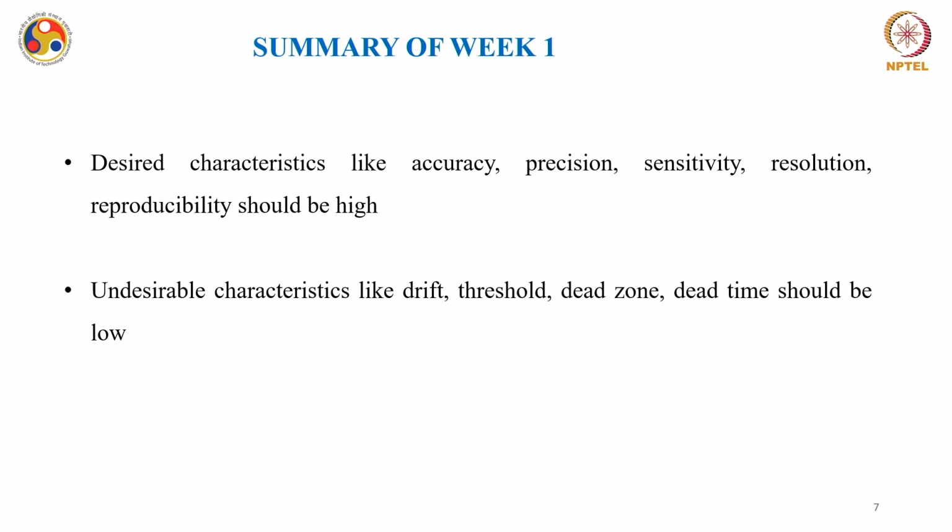Then desired characteristics like accuracy, precision, sensitivity, resolution and reproducibility, we usually want on the higher side, while certain undesirable characteristics like drift, threshold, dead zone and dead time, we want on the lower side. So through the static and dynamic characteristics, from the user's point of view, we understood what these characteristics are and how to minimize or maximize some of them.